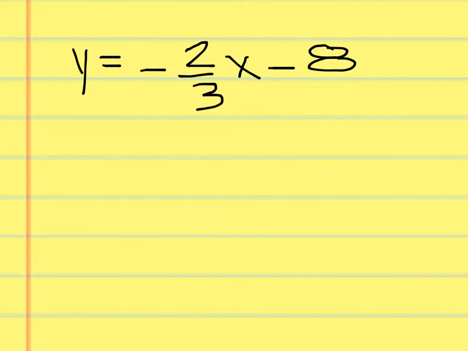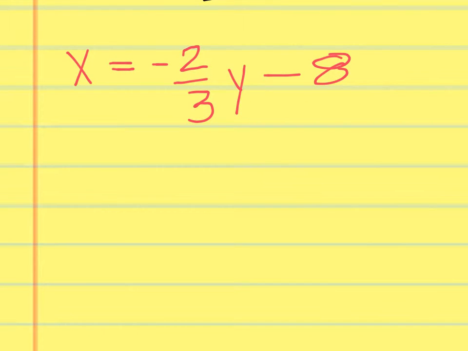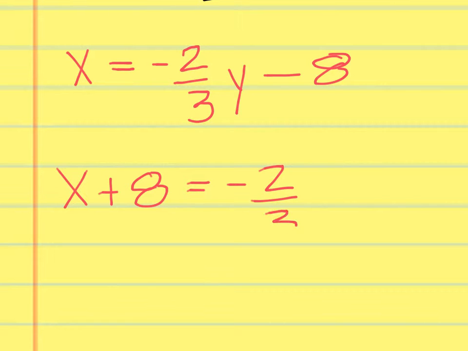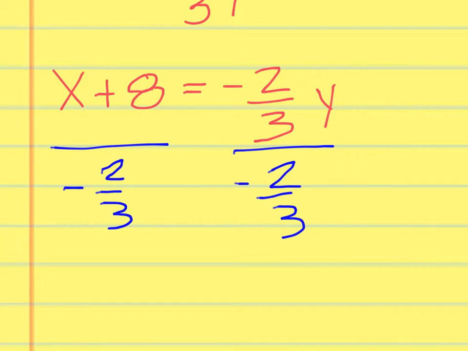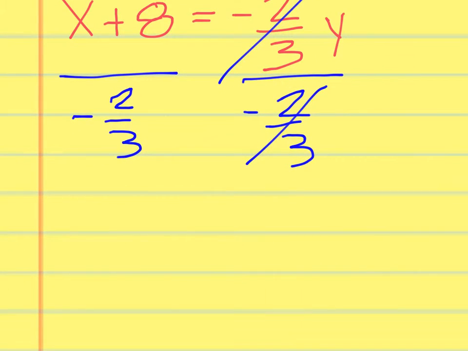Find the inverse and switch the x and y to start with, so x equals negative 2/3 y minus 8. And bump the minus 8 to the left. And then you would have to divide both sides by a negative 2/3. These cancel out. So we're left with a y on the right, and then over here we have x plus 8, and then over a negative 2/3.